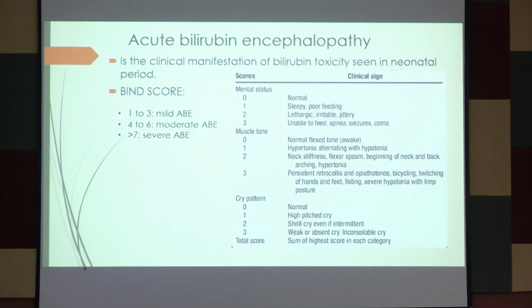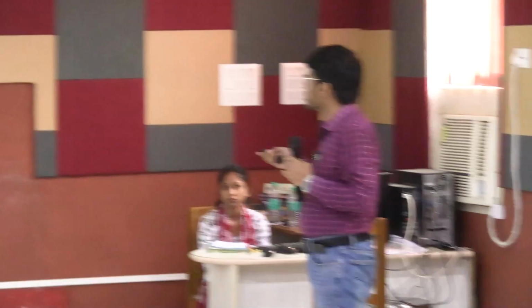Acute bilirubin encephalopathy, bilirubin induced neurological dysfunction BIND score, that is 1 to 3, that is mild, 4 to 6, that is moderate and more than 7, that is severe form of acute bilirubin encephalopathy. I am not going into the details of this BIND score.